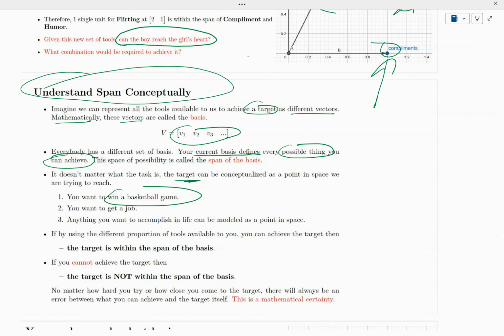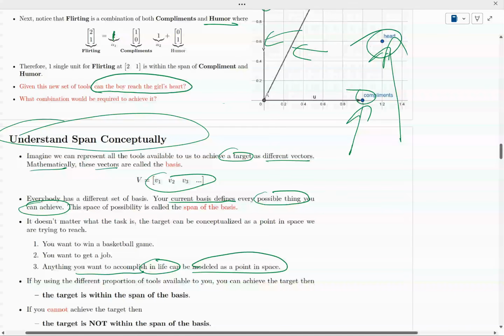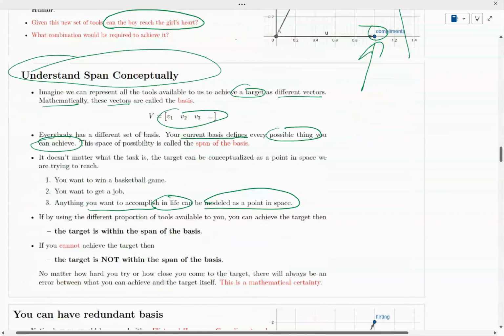And we can say this target is winning a basketball game, right? So winning a basketball game is a point in space. How do you reach that point? Or you want to get a job, how do you reach that point? Essentially, anything you want to accomplish in life could be modeled as a point in space. Getting her phone number, a point in space, right? Getting rich, a point in space. All these are just points in space you're trying to reach, right?